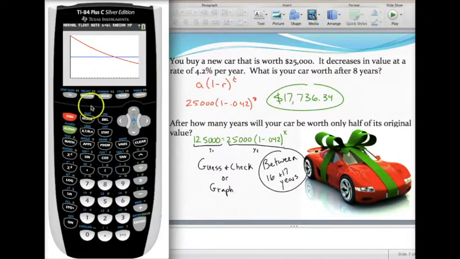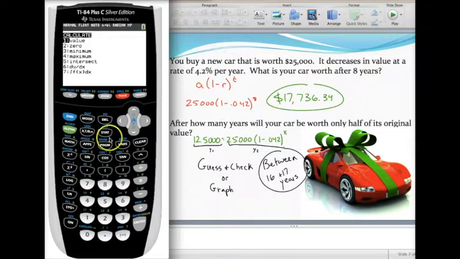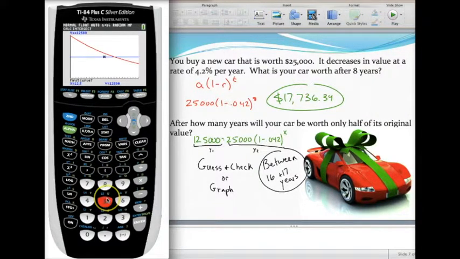So let's go ahead and hit second trace to find this point. Select option 5, the intersect option, and then either arrow over close to it or just press enter 3 times. And you should find your intersection point right there. About 16.2 years is where the car will be worth half its value. Notice when I used guess and check, I came up with an answer of 16 and 17 years. Graphing is a way I can be a little more accurate and say about 16.2 years.